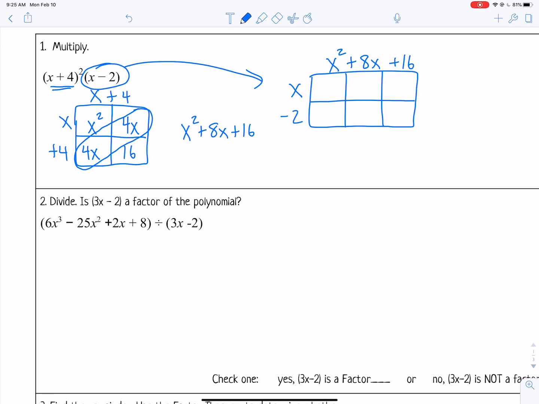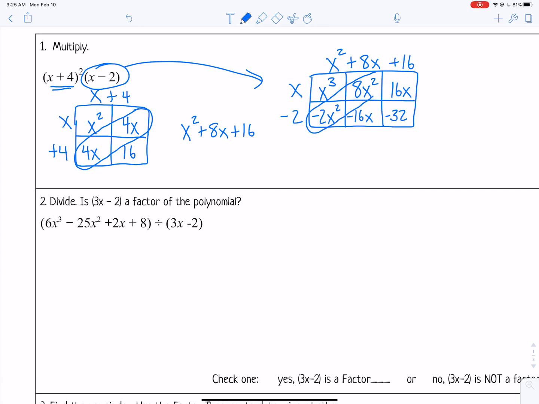So we have x times x² would be x³. x times 8x would be 8x². And x times 16 is 16x. In the next row, we have negative 2 times x² would be −2x². Negative 2 times 8x is −16x, and negative 2 times 16 is −32.